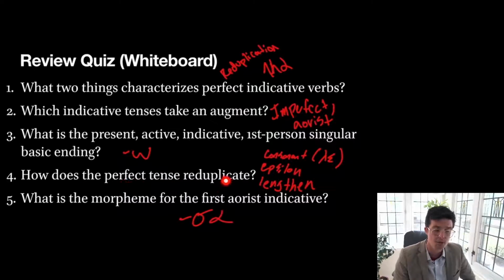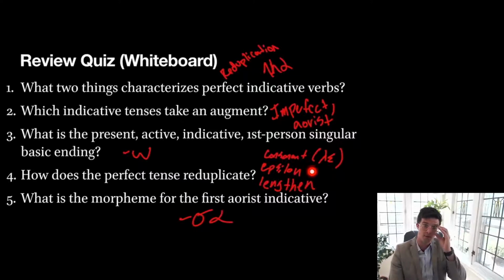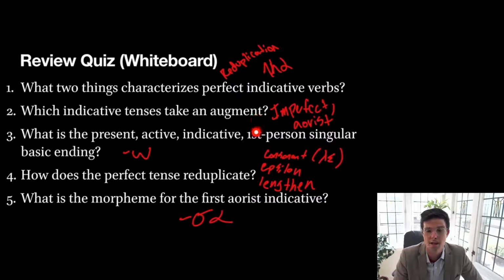The perfect tense reduplicates in 3 different ways. Consonantal reduplication, which is the most common and the most obvious, is the reduplication of a consonant with an epsilon stuck in there after it. And then the epsilon reduplication is an epsilon added to the beginning of a verb stem that looks a whole lot like an augment, as does the lengthening of an initial vowel of a verb. So if a verb stem begins with a vowel, that vowel will lengthen to reduplicate. And then lastly, the morpheme for the first aorist indicative is going to be sigma alpha, or saw.